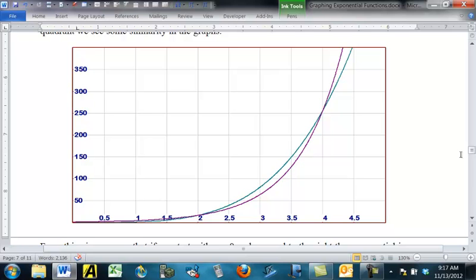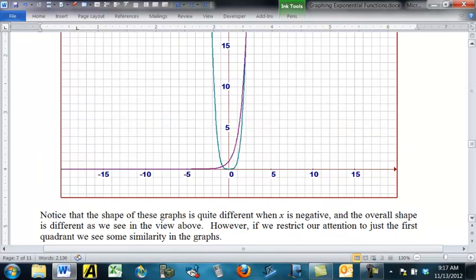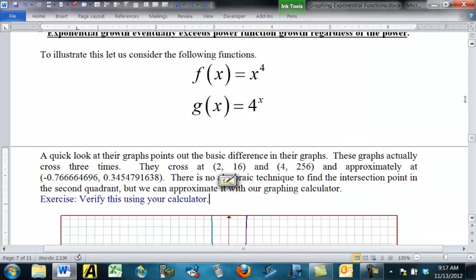Now, where do they cross? Well, if you look back at this picture, you see they cross at a negative value here. That is approximately negative 0.766664696, comma 0.3454791638. How did I find that? Well, I just graphed these two things. One is y1 and one is y2, and I did a calc intersect on my calculator. So why don't you try to verify that in a minute on your calculator.